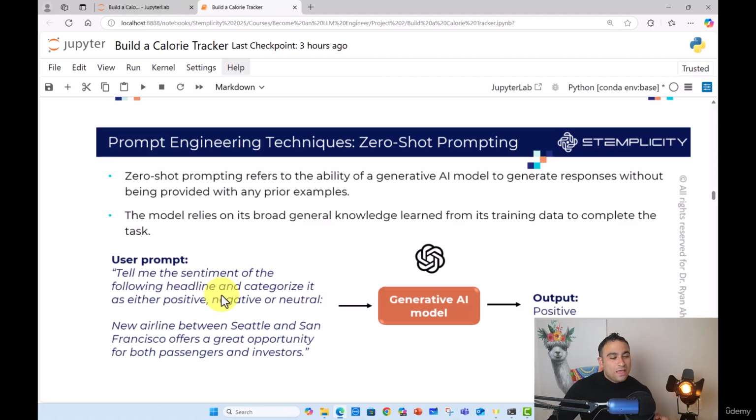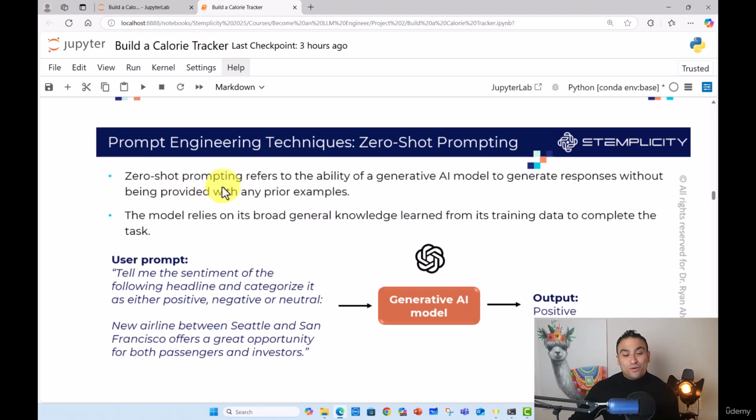Let me show you. So I can say, for example, tell me the sentiment of the following headlines and categorize it as either positive, negative, or neutral. I'm going to give it here the headline. I'm going to say, new airline between Seattle and San Francisco offers a great opportunity for both passengers and investors. And then if I feed that input to OpenAI API, for example, the output's going to be positive. So the idea of zero-shot prompting is that I basically ask the AI to do something without showing it in the prompt itself any examples.